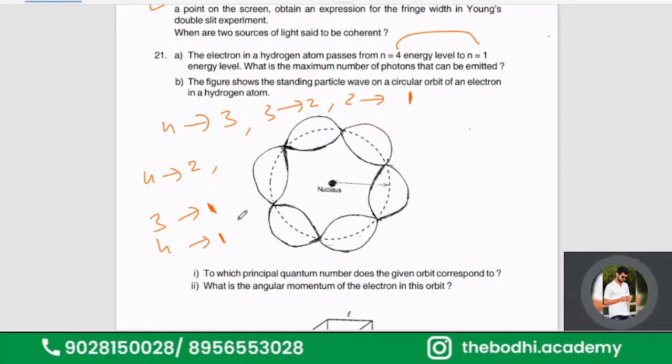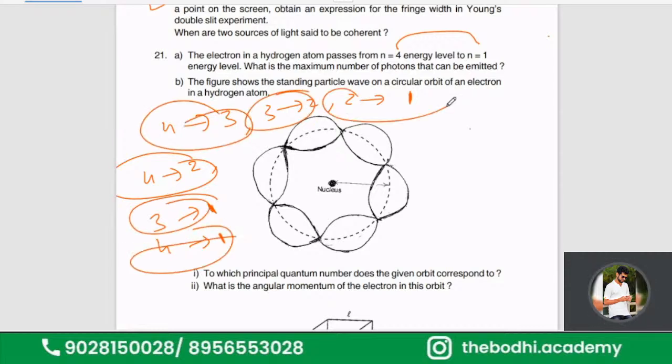So the maximum number of photons that can be emitted will be how many? 1, 2, 3, 4, 5, 6. Each transition gives one photon. So we have 4 to 3, 3 to 2, 2 to 1, then 4 to 2 (and 2 to 1, which we cannot count a second time), then 3 to 1, and then 4 to 1. Some of you may be wondering about that. Am I clear on this? All of you understood? This is the maximum.